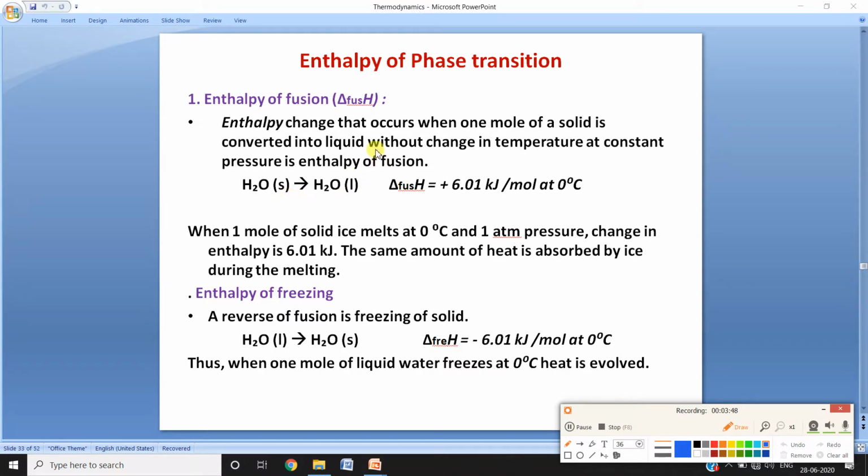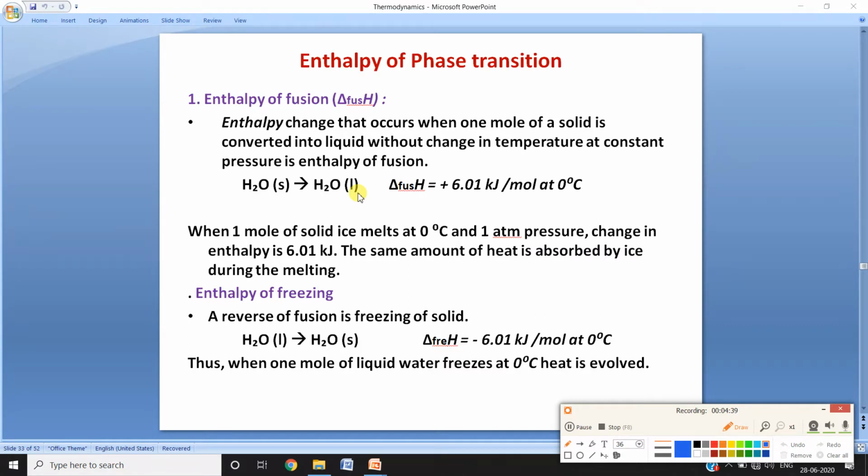Now here we have seen there is no change in temperature, meaning the temperature of the system remains constant. And why will there be no change in temperature? Because as the water absorbs 6.01 kilojoule of heat, the water in solid state performs work, so that the solid converts into liquid state. Temperature remains constant because the heat energy absorbed is utilized to perform the work, and that's why there is no change in temperature. It means this process is an isothermal process.